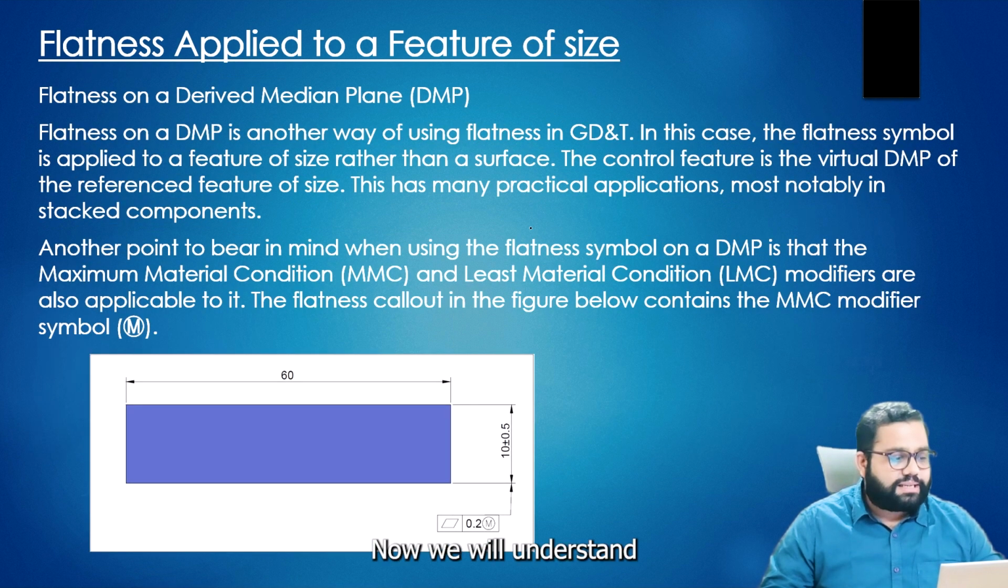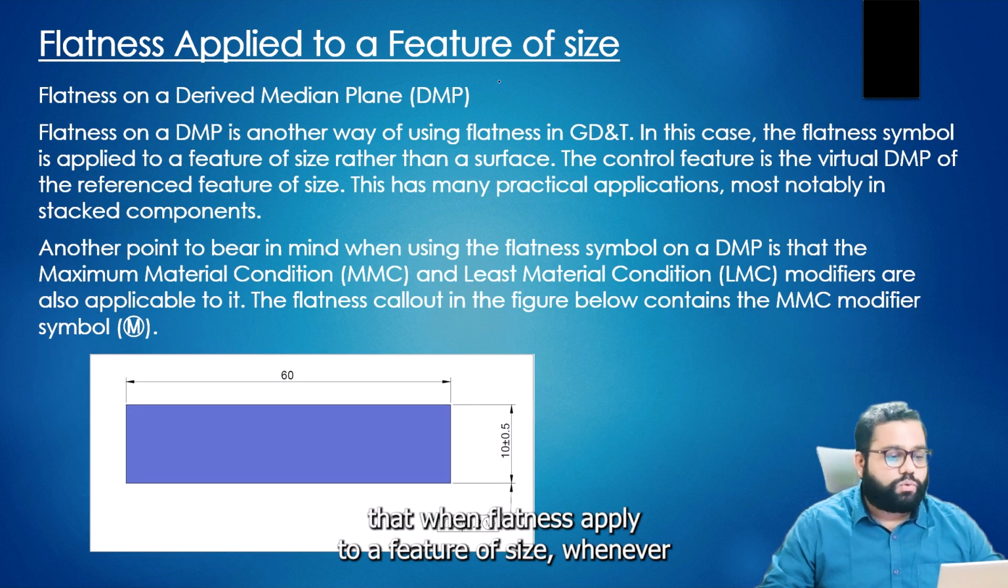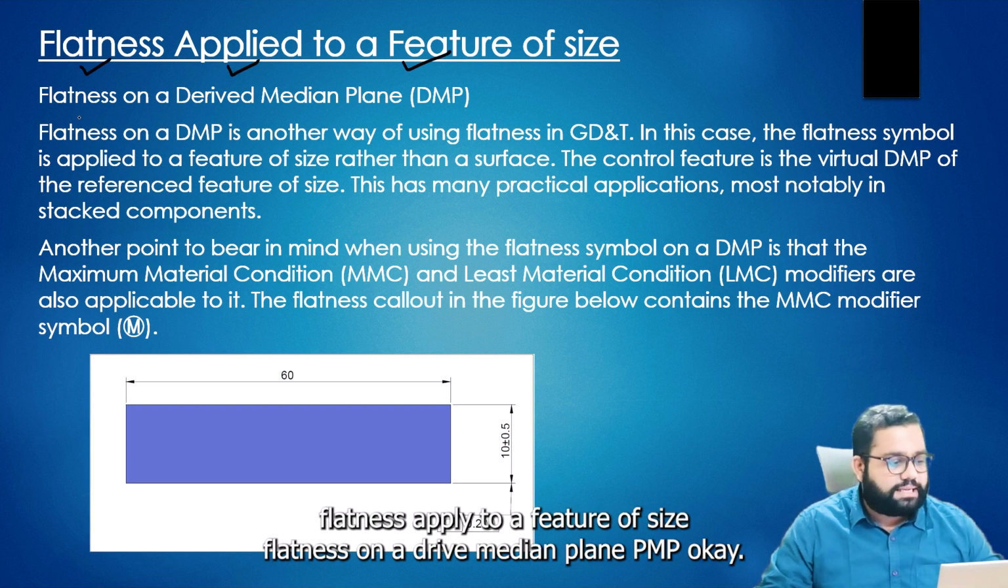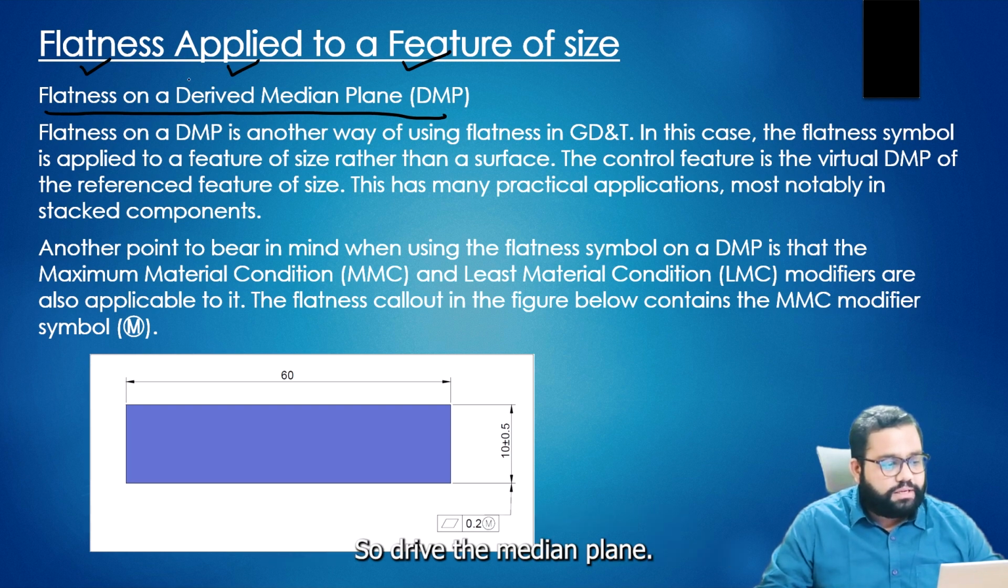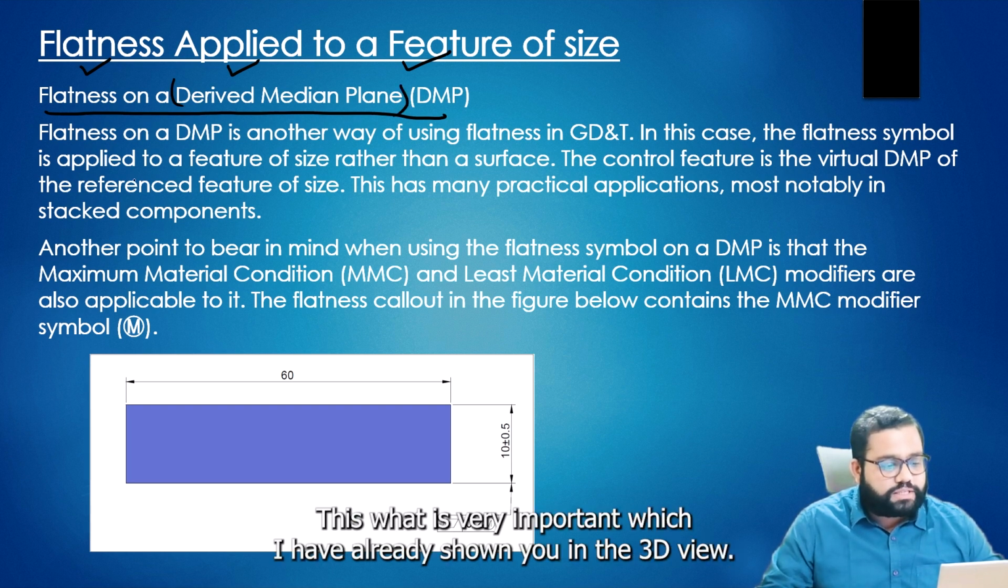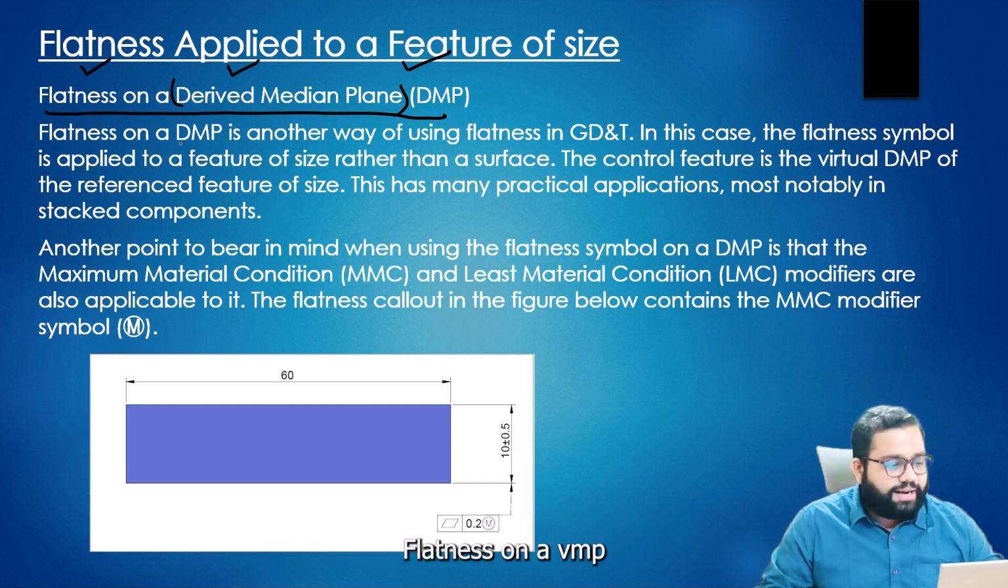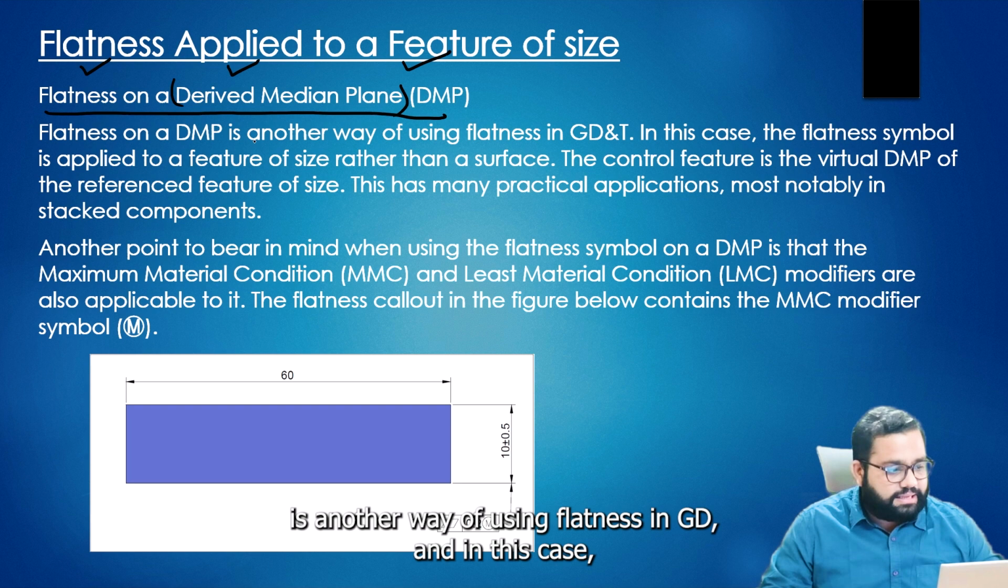Now we will understand flatness applied to a feature of size. Whenever flatness is applied to a feature of size, it is flatness on a derived median plane, DMP. This word, derived median plane, is very important, which I have already shown you in the 3D view. Flatness on a DMP is another way of using flatness in GD&T.